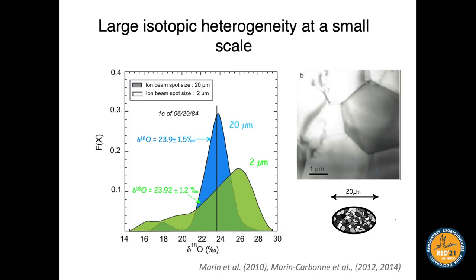And that depends on this microquartz, which is composed of very tiny quartz crystals. You will have a range of almost 20 per mil, or 12 per mil, sorry, when you measure with a 2 micron spot size, and only 6 per mil when you measure with a 20 micron spot size. And we first interpreted this range of isotope composition as reflecting the diagenesis.